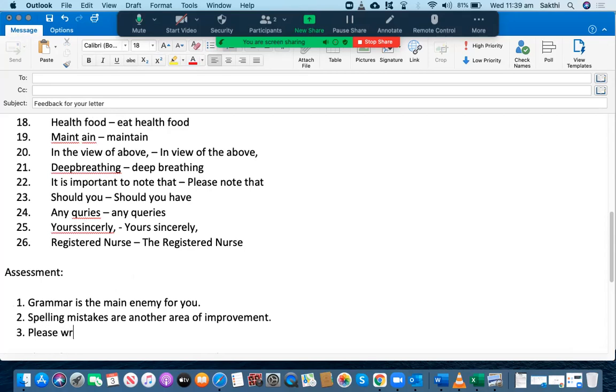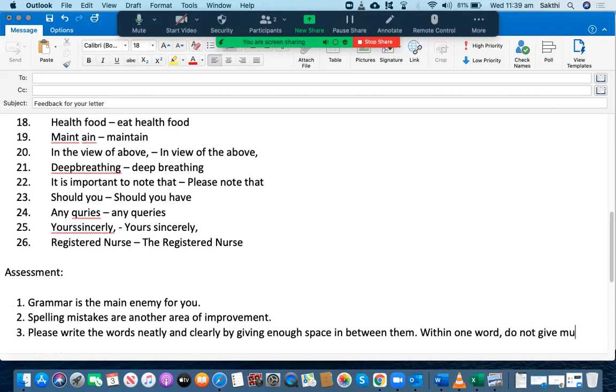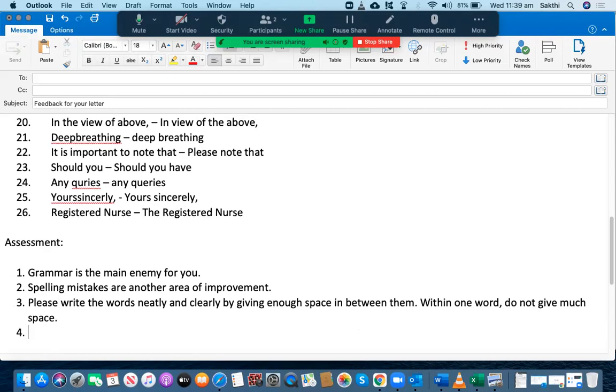And the third one is, please write the words neatly and clearly. It's really hard, because you need to give enough space in between them. Between two words you need to give a space, but within one word you shouldn't give much space, otherwise it will confuse the reader.